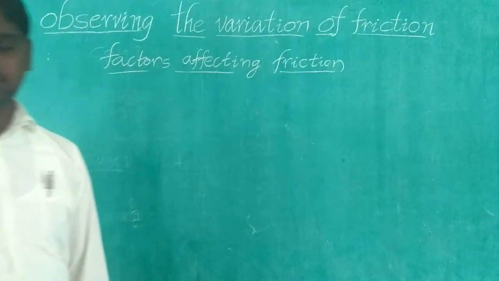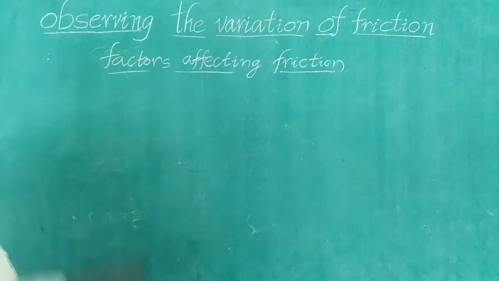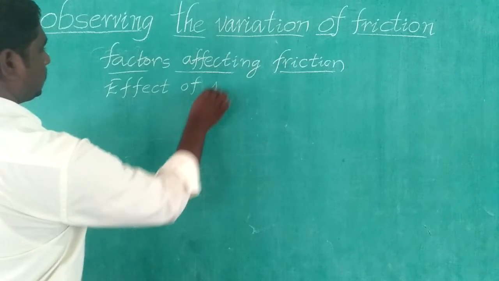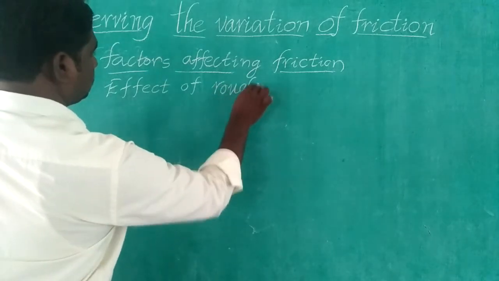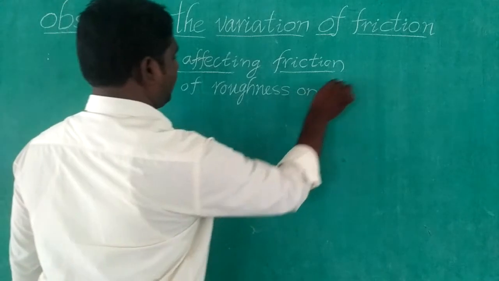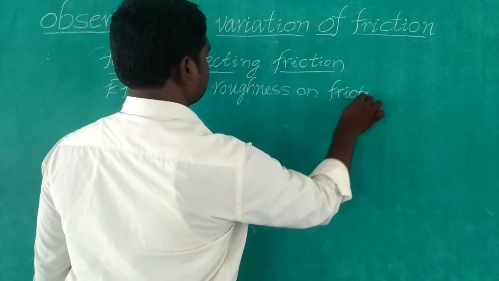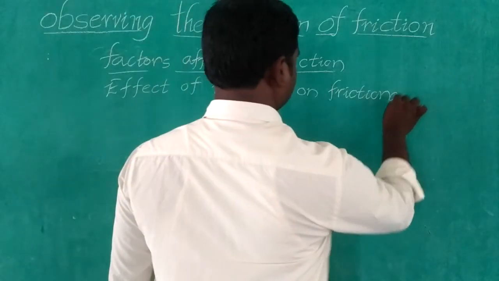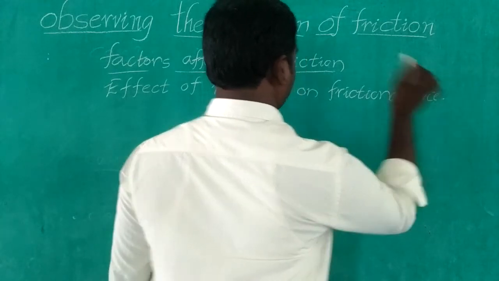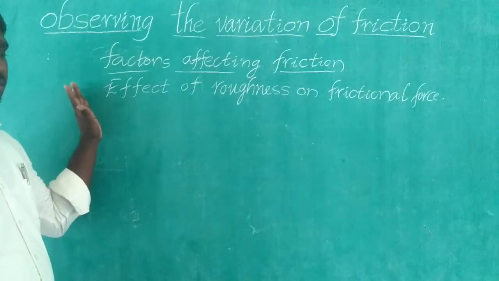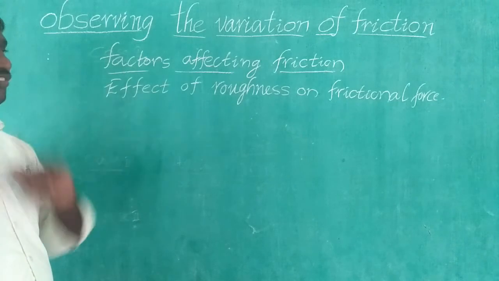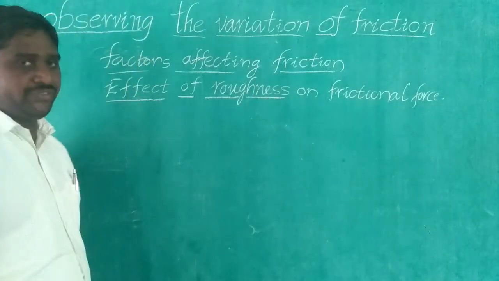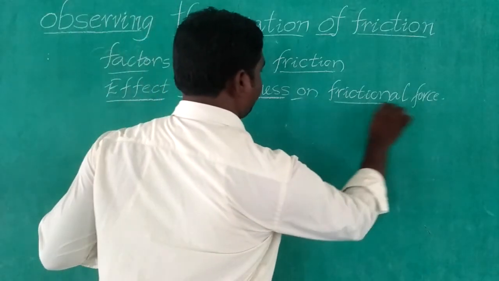Okay, factors affecting friction. The first one is the effect of roughness. Effect of roughness on frictional force. What are the factors affecting friction? The first factor is the effect of roughness on frictional force.